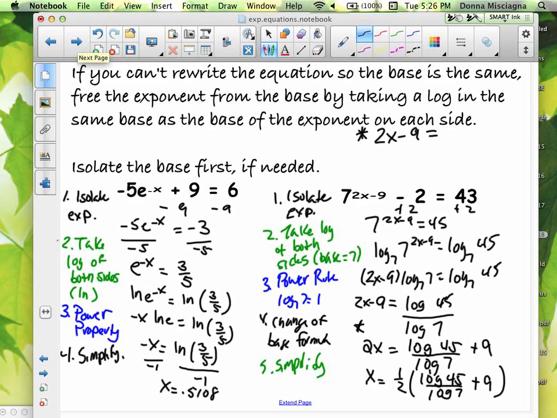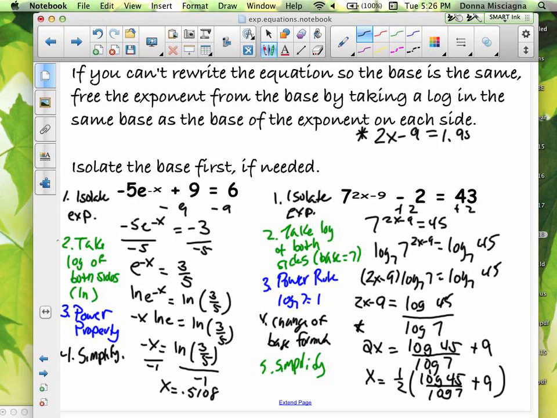Oh, I don't like that calculator. If I've got to plug the whole thing in, I want a calculator where I can see what I'm plugging in. And that little baby TI is not one of them. So log 45 divided by log 7 is going to give us 1.956.